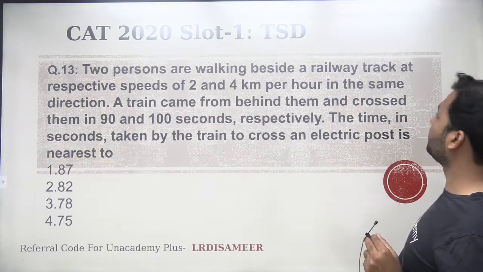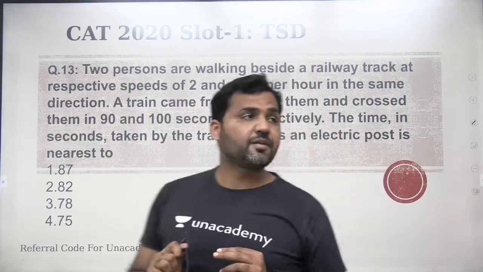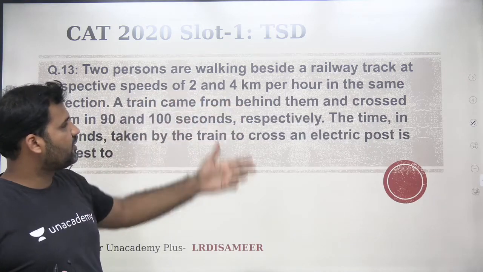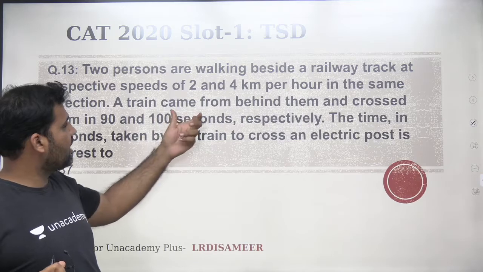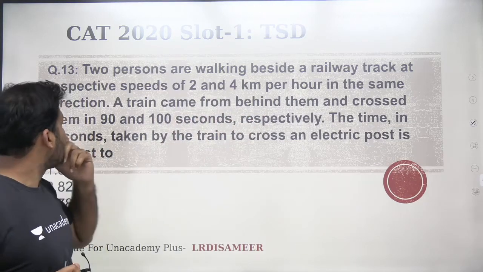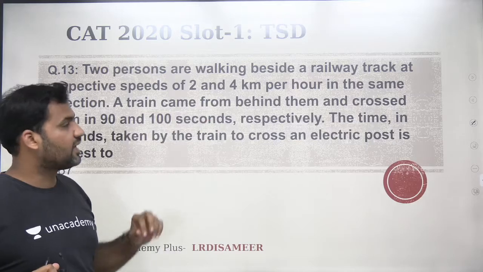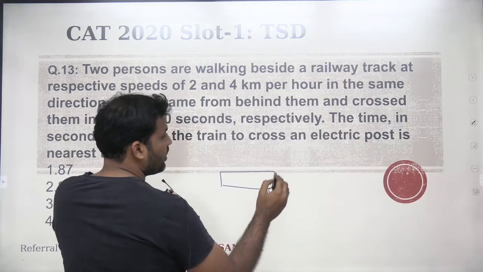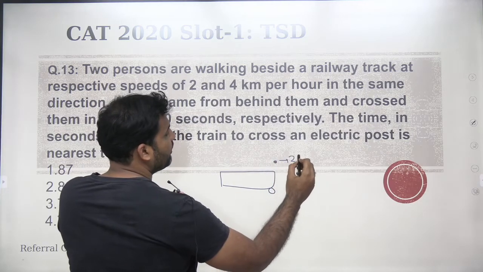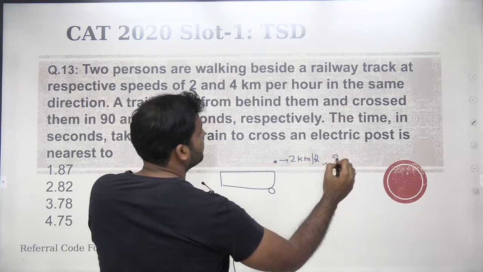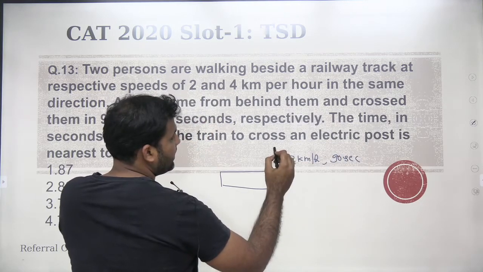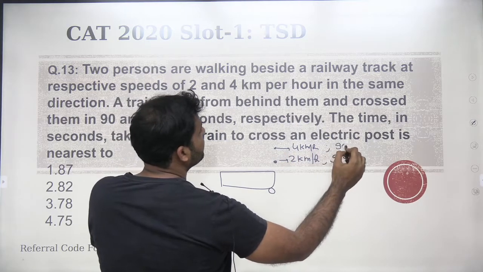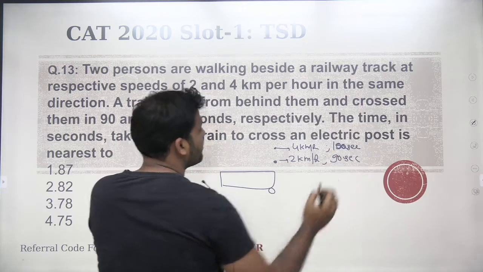Question number 13. 2 persons are walking beside a railway track at respective speeds of 2 and 4 km per hour in the same direction. A train came from behind them and crosses them in 90 seconds and 100 seconds. Again a question of proportionality. So question says a train can cross a person who is running at a speed of 2 km per hour in 90 seconds. And the train crosses a person who is running at a speed of 4 km per hour in 100 seconds. That's the information of the question, right?